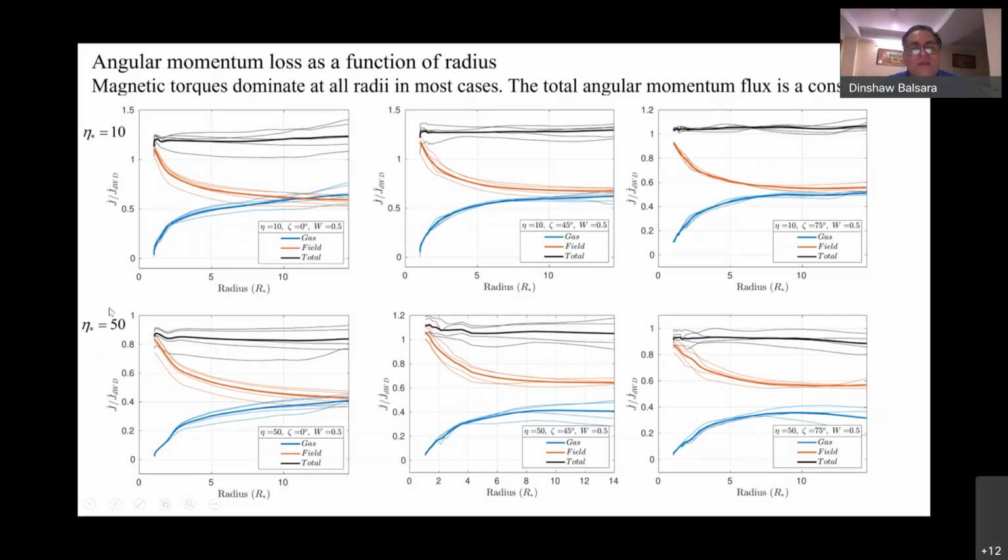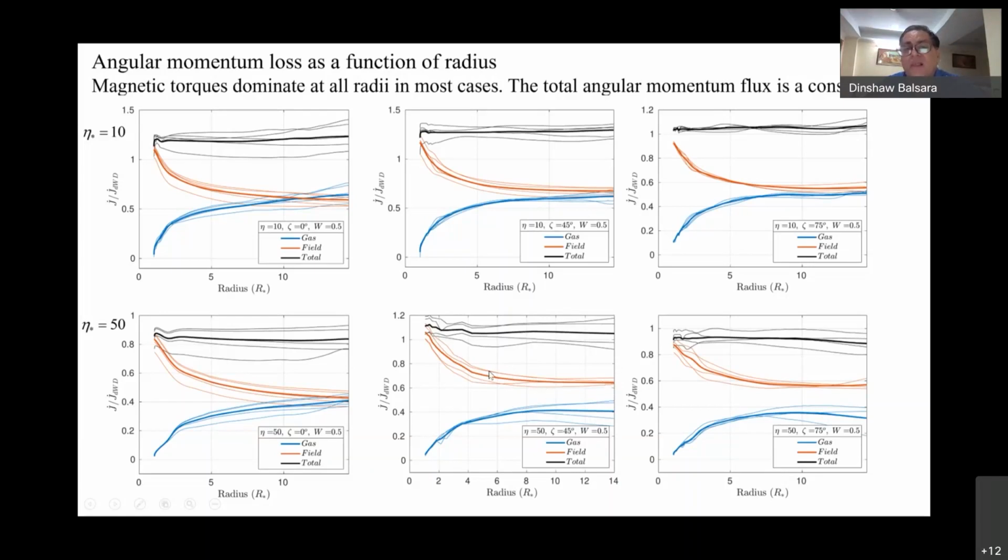Interestingly, if the magnetic field becomes very strong, as is the case in these lower three panels, then you can see a situation where the majority of the angular momentum is indeed carried all the way through by the magnetic field and not necessarily the gas. So it's an interesting scenario to understand.